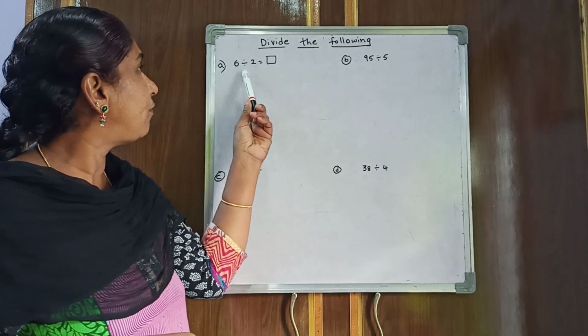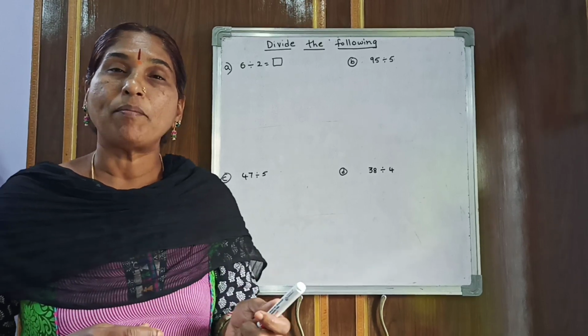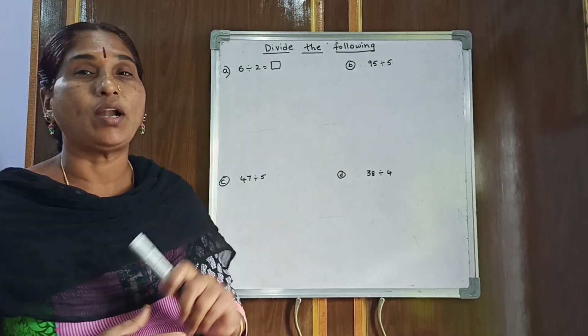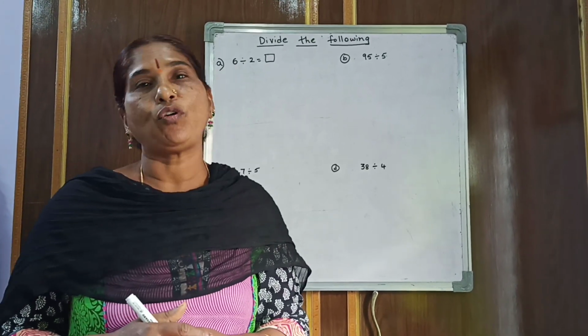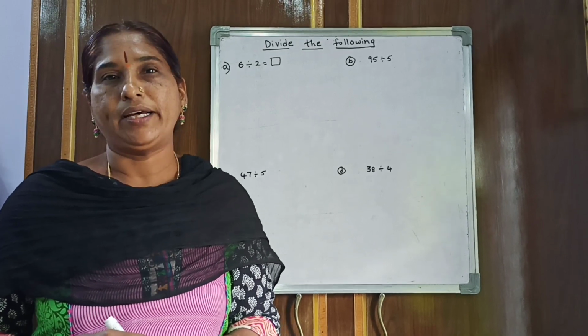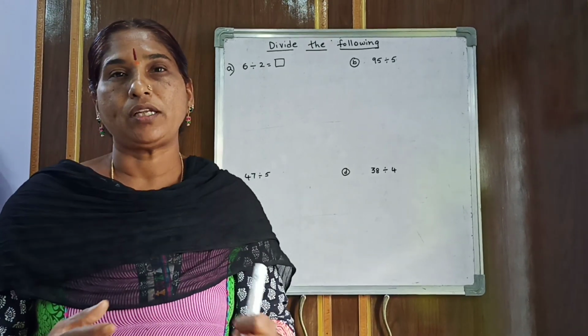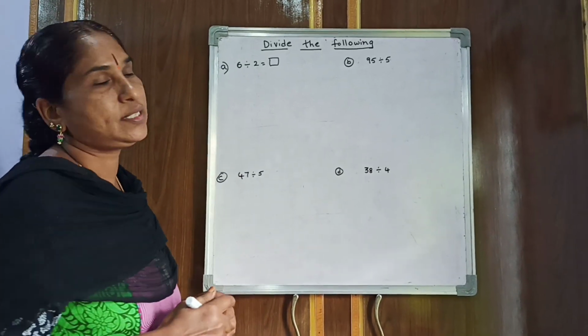The number to be divided is called the dividend. And the number with which we divide is called the divisor. And the number left over after division is called the remainder. So these are the properties of division. Now we are going to do the division sums.